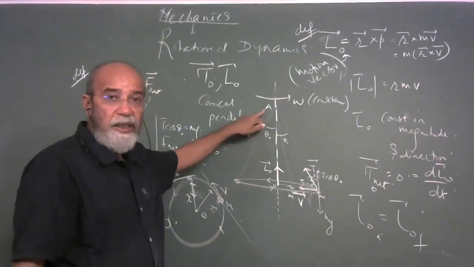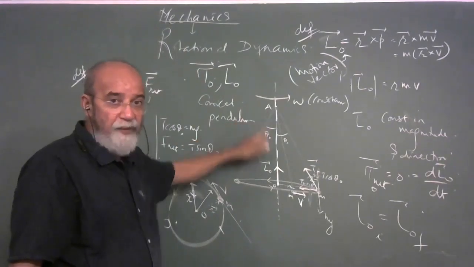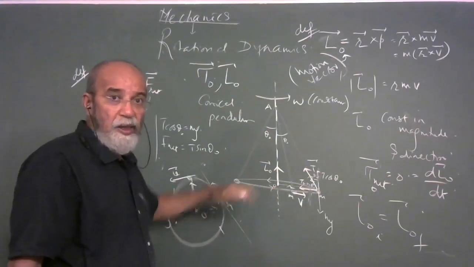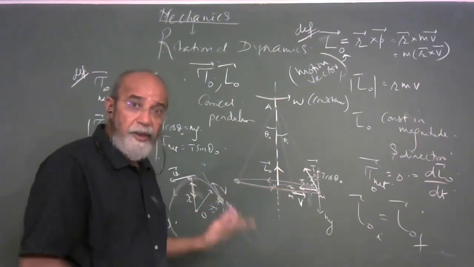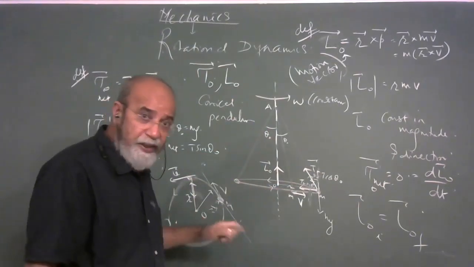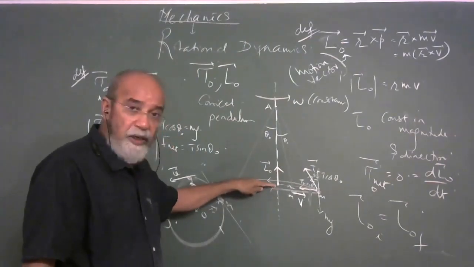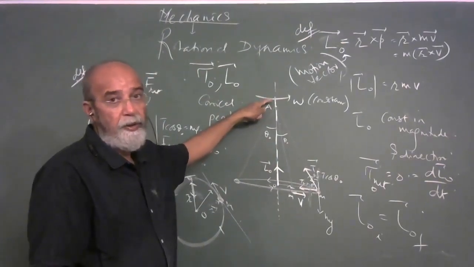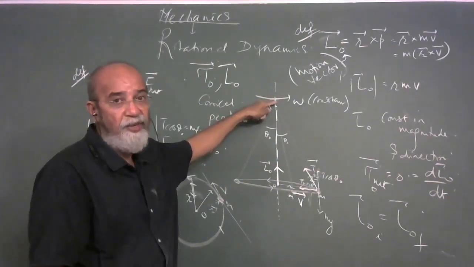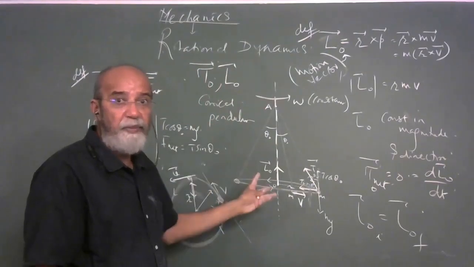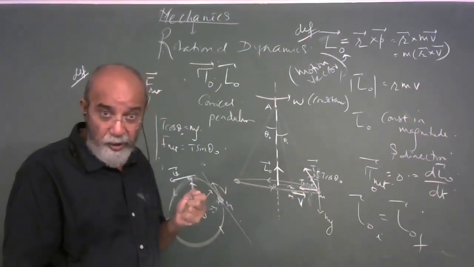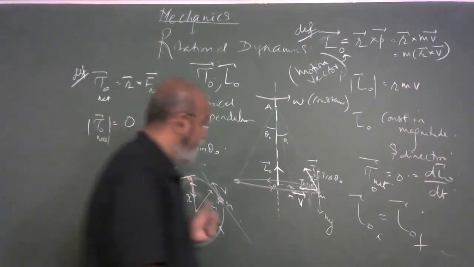Now I'm discussing at the point A. All right, I've done it for O. Now I'm moving to A. Same dynamics, the same situation, the same conical pendulum. But this time instead of taking the reference point O, I am going to A. I am taking this as a reference and then looking at my dynamic situation. Can I extract something interesting? Let us see.